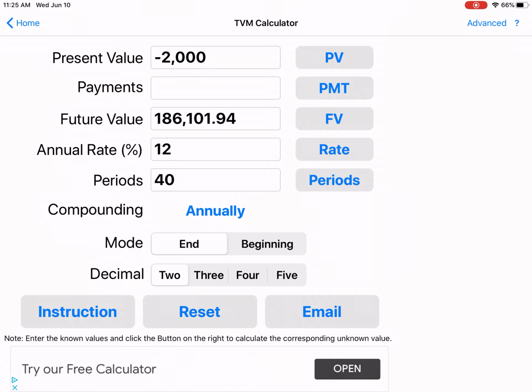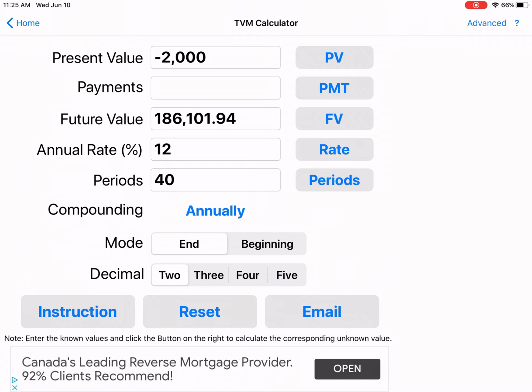Now, again, the interest rate is unrealistically high. No one's going to give you 12%, but the concept is very true. Let's take a look at the next example.